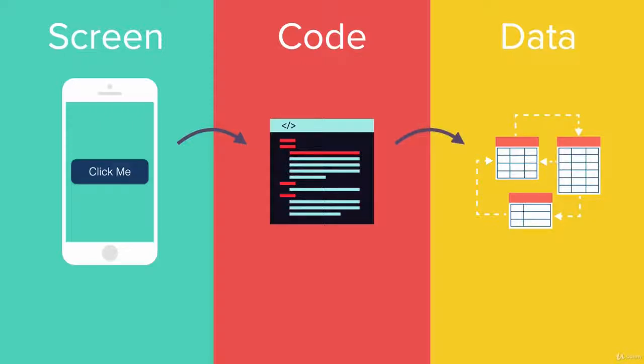And then the code will go into the data and fetch the relevant piece of data. So in this case, that's of course Bob's phone number. And then it's going to send it back onto the screen and display it on the screen so that the user now sees the telephone number of Bob.